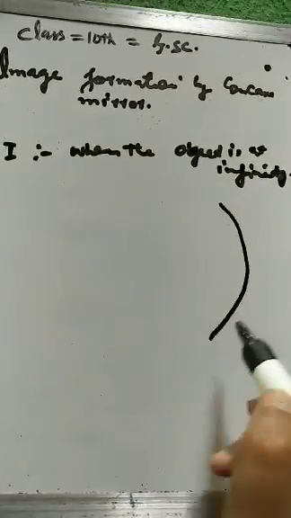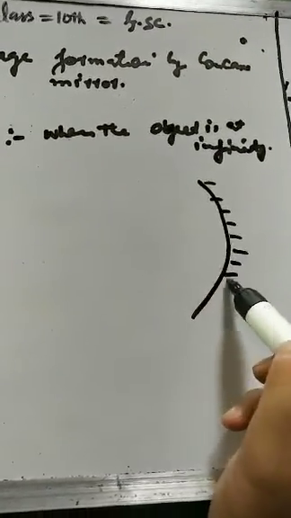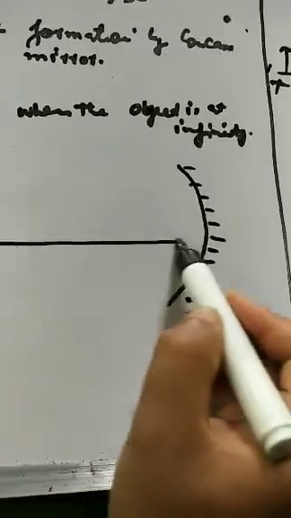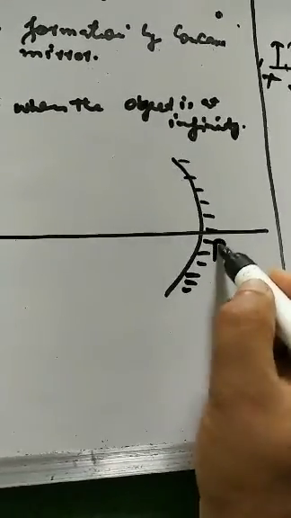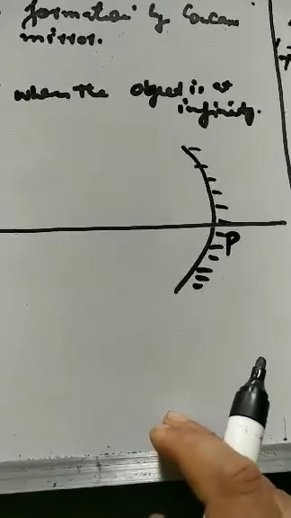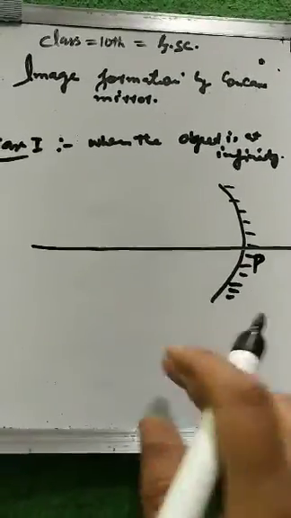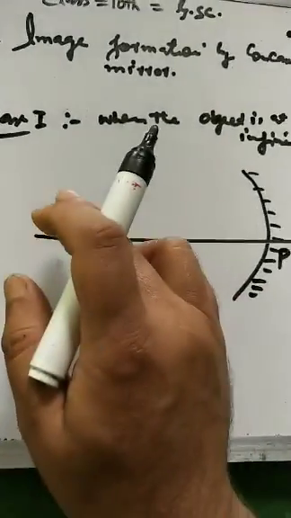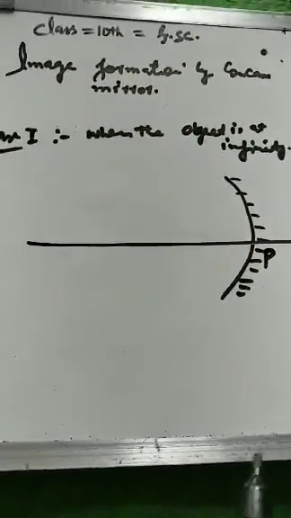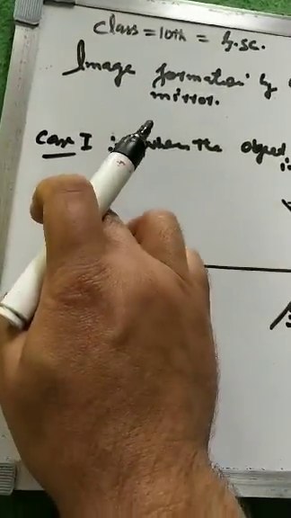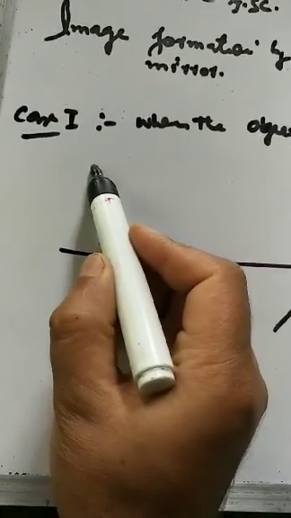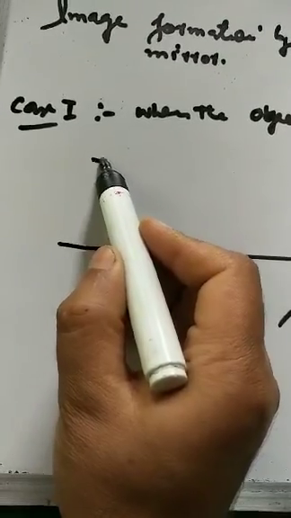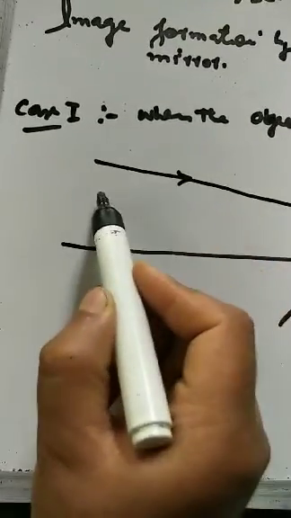So let's make the diagram. This is the concave mirror. Its outer bulged surface is polished. This is the principal axis, and this is the pole of the mirror. In the first case we take the object at infinity. An object at infinity cannot be shown in the diagram. We show only the rays, two rays which are parallel to each other.